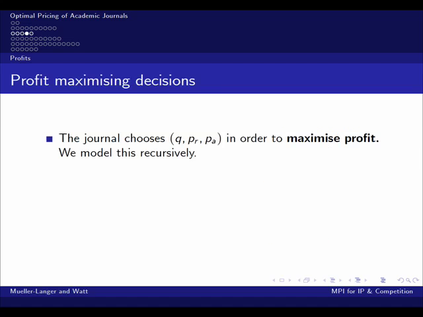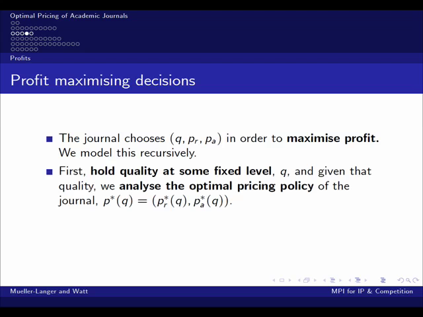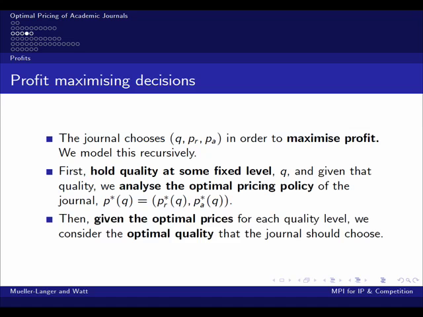Now, in general, the journal chooses the quality, the reader price, and the author price in order to maximize profit. We'll just go through how we do it here in the model. We hold the quality fixed at some level, and given that, the optimal pricing policy is given by P star. And given the optimal prices for each quality level, we consider the optimal quality that the journal should choose.